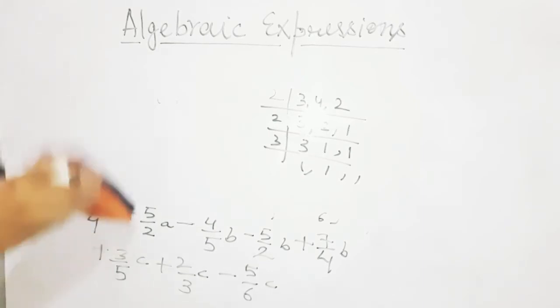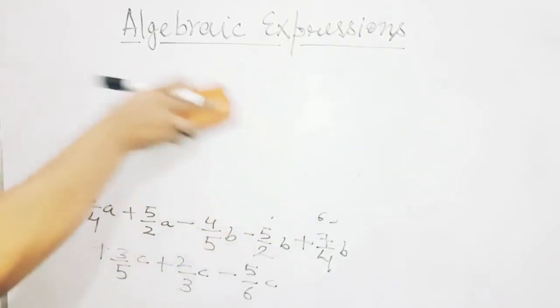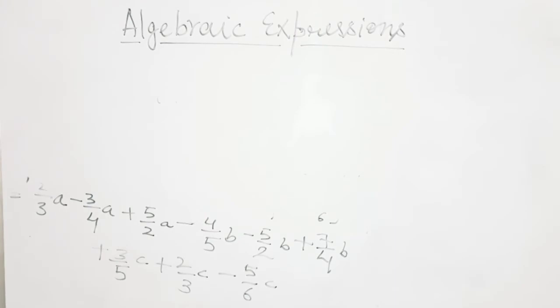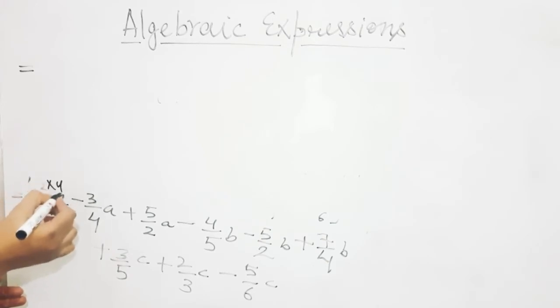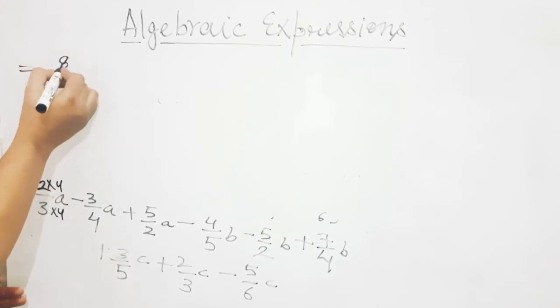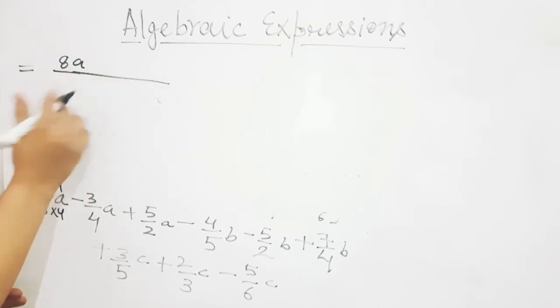That means we have found the LCM of the a part. Now let us make all the denominators as 12. So to make it 12, 3 has to be multiplied by 4. Same goes with the numerator, so it will be 8 upon 12, 8a, denominator is same, that is 12.